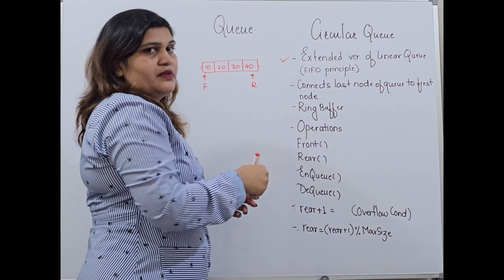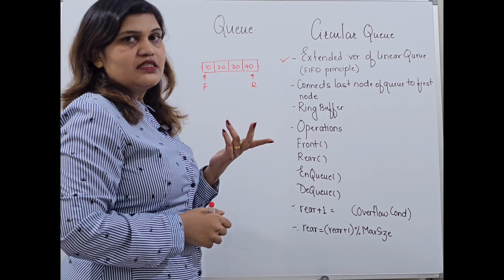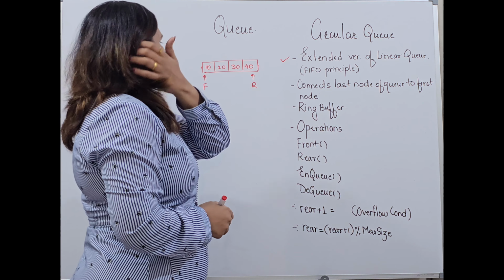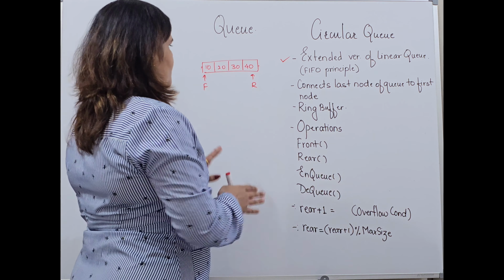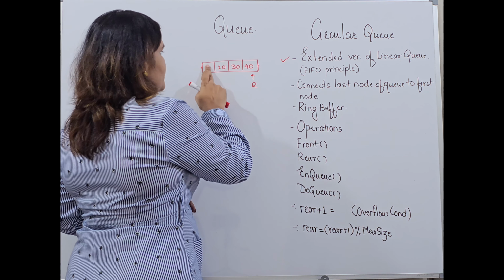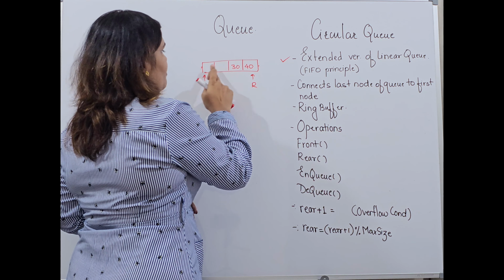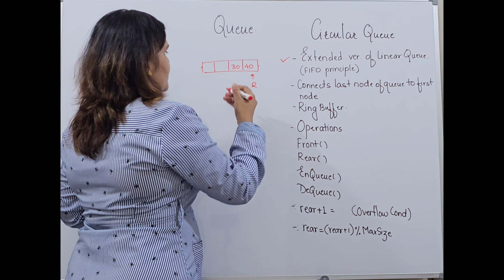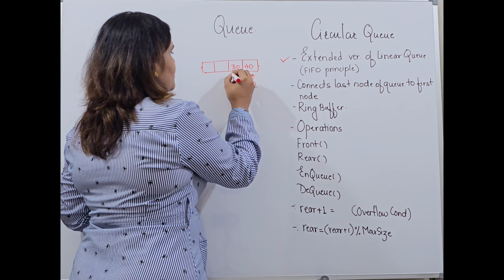Now earlier when we had the concept of queue, we were inserting the elements and we were deleting the elements, right? From one end we were inserting, the other end we were deleting. Now suppose this is my queue, I've already inserted to my max size. Now I'm deleting some elements, so my deletion would happen from front, and my front is pointing here, right?